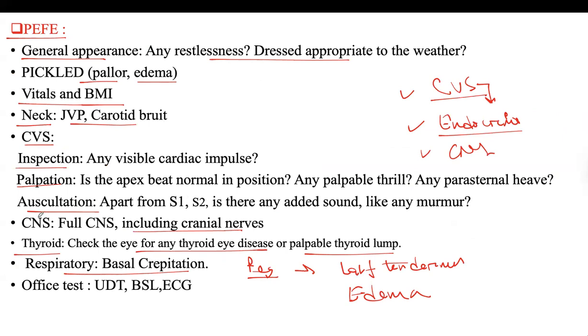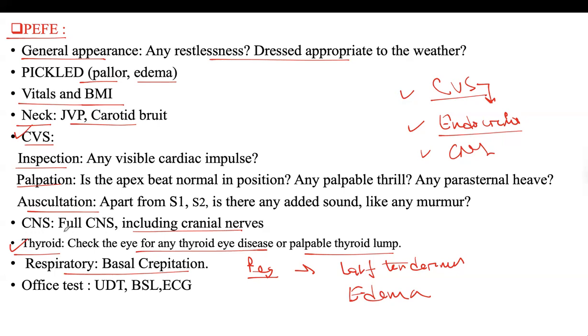So we don't say anything. We just say that I would like to do a central nervous system exam. So just say that first you finish the cardiovascular and then on thyroid, I would like to check for any thyroid eye disease. Examiner will say negative. And also I would like to palpate the thyroid gland for any palpable lump, negative.